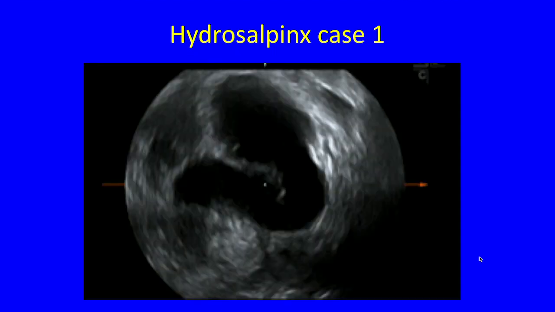It's a big hydrosalpinx. And if you have a chronic hydrosalpinx, you lose the cogwheel echogenicity at the periphery. You may lose your incomplete septation. You may just end up with a retort-shaped tube full of fluid, and on 3D it looks much more obvious.